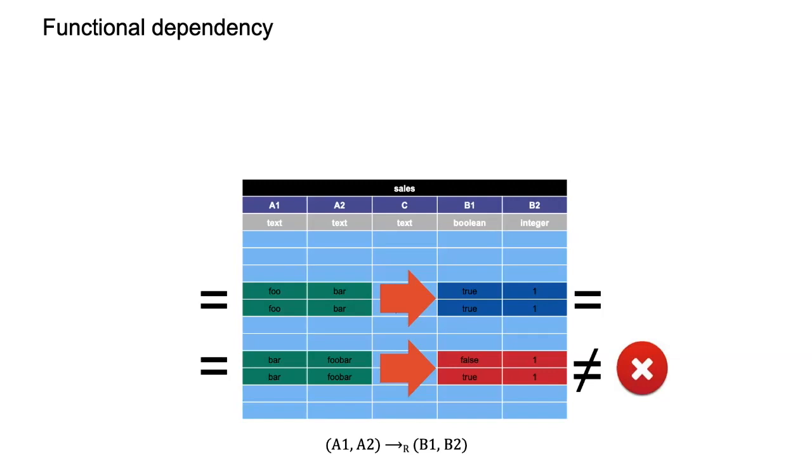We have a question, I think, on Zoom. Yes, how important are the other normal forms compared to the Boyce-Codd normal form?